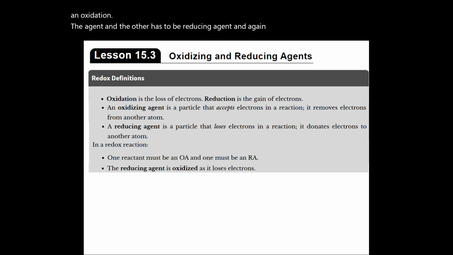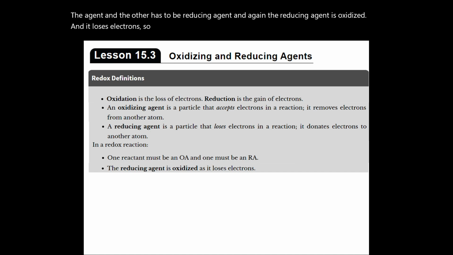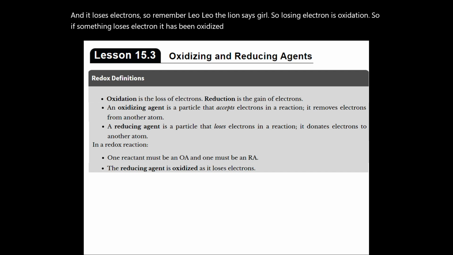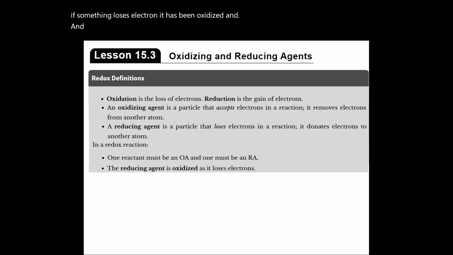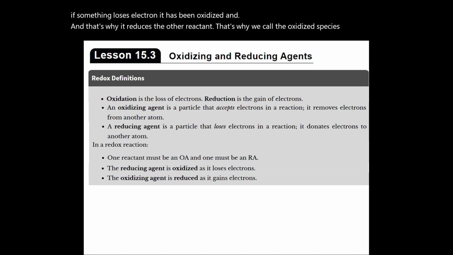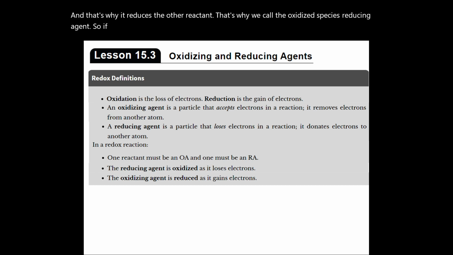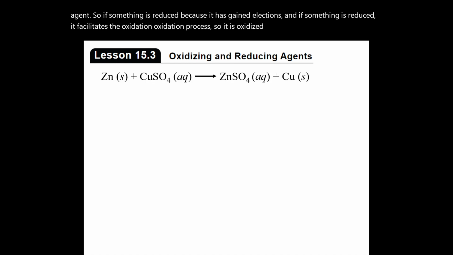And again, the reducing agent is oxidized and it loses electrons. So remember, LEO the lion says GER, so losing electrons is oxidation. If something loses electrons, it has been oxidized, and that's why it reduces the other reactant. That's why we call the oxidized species the reducing agent. If something is reduced because it has gained electrons, it facilitates the oxidation process. So it is the oxidizing agent.